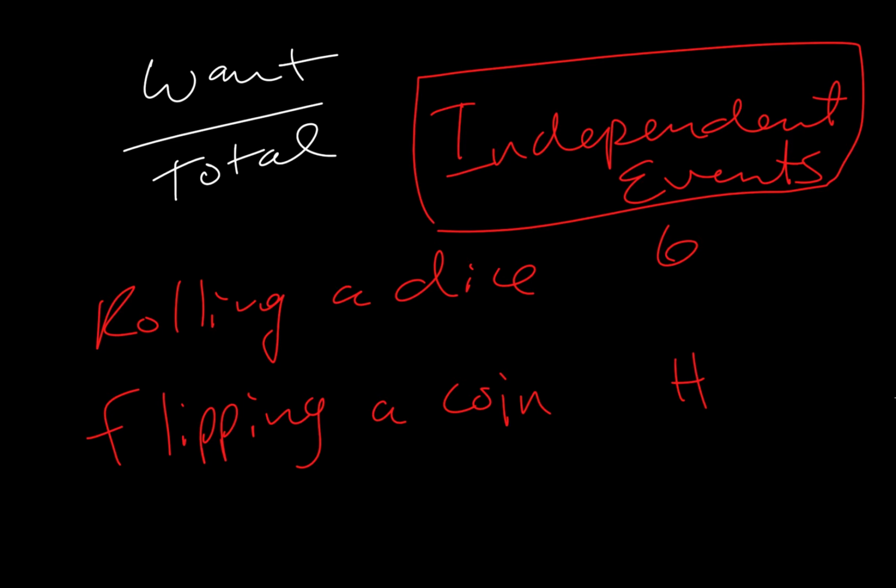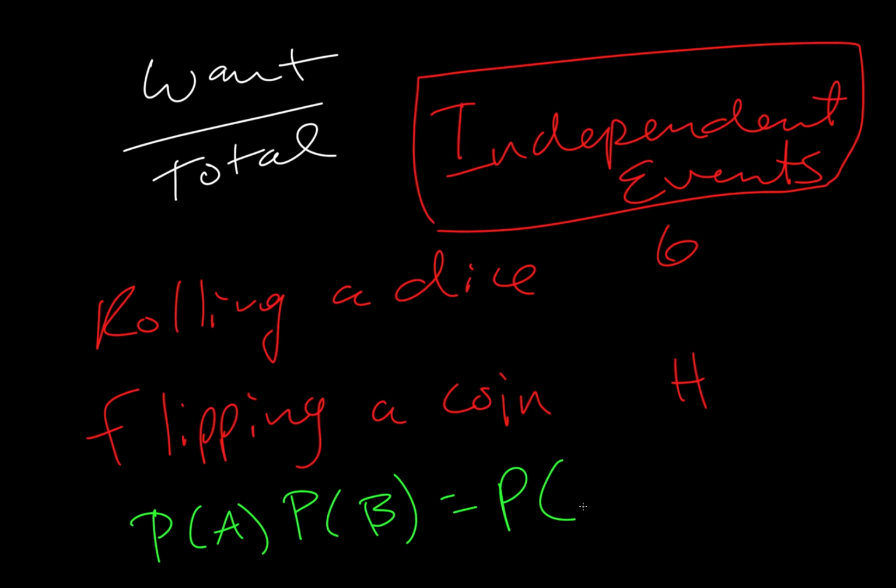And if we have two events that happen to be independent, then they follow this pattern. We take the probability of the first one happening, multiply it by the probability of the second thing happening, and that should be the probability that they both occur, or their intersection.